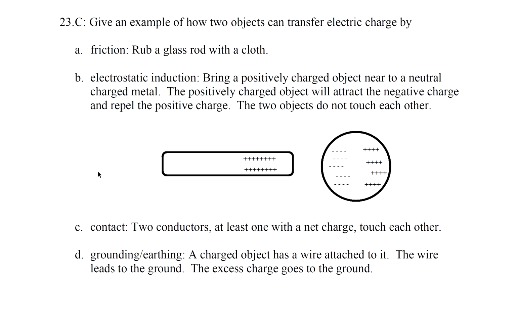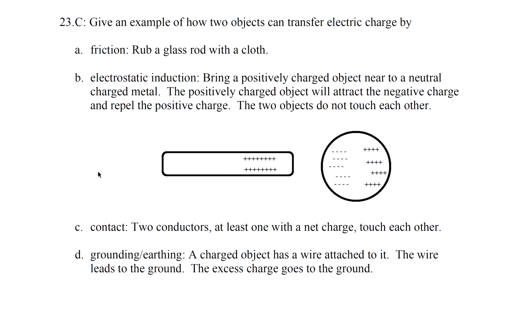Electrostatic induction. Bring a positively charged object near to a neutral charged metal. The positively charged object will attract the negative charge and repel the positive charge. The two objects do not touch each other. So that's electrostatic induction.